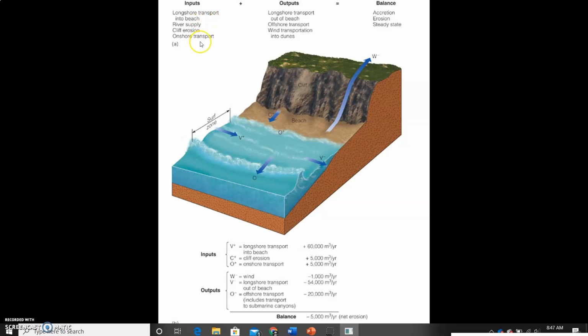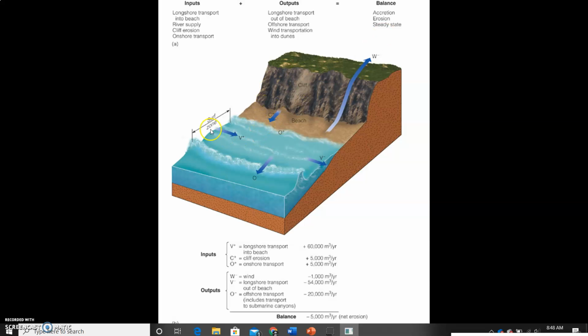Up here at A, we're going to include longshore transport into the beach, river supply, cliff erosion, and onshore transport. Over here are the outputs. So we're going to have your longshore transport out of the beach, offshore transport, and wind transportation into dunes. And what does this mean? Is it accretion, erosion, or is the system at steady state?